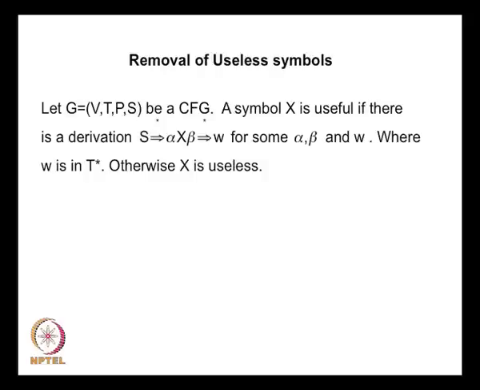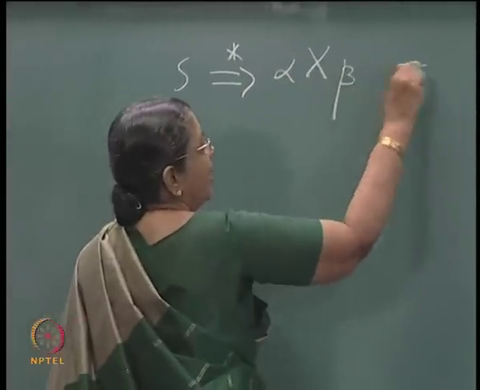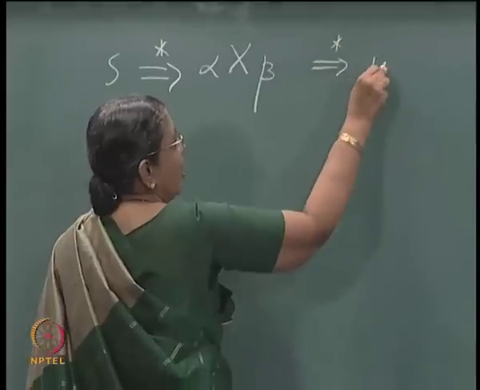If you consider the grammar (V, T, P, S), V you can take as the non-terminal alphabet, T as the terminal alphabet, P is the set of productions, S is the start symbol. A symbol X is useful if there is a derivation S derives alpha X beta derives W. That is, a symbol X is useful if you can have a derivation of the form S derives alpha X beta derives W, where W is a terminal string.